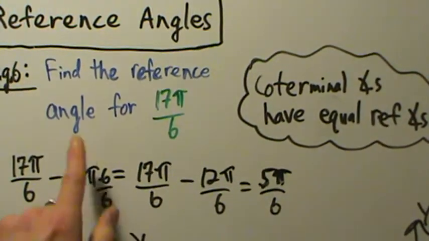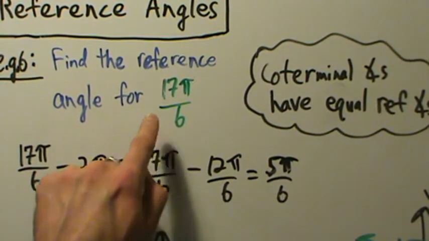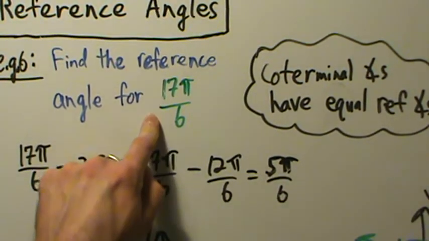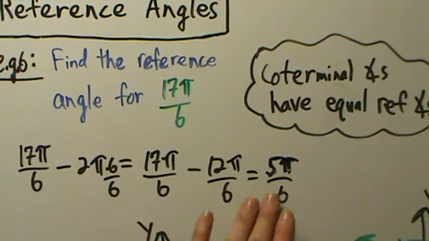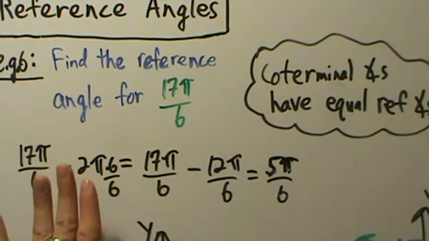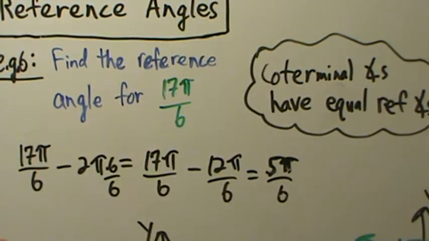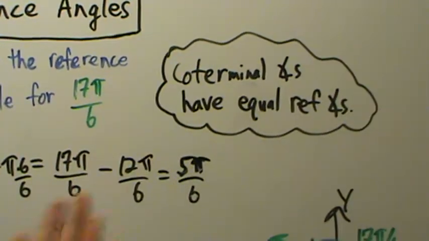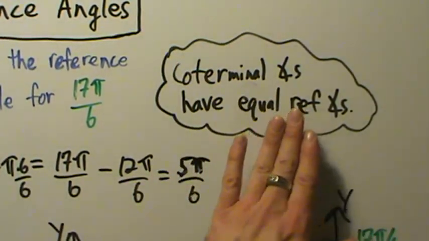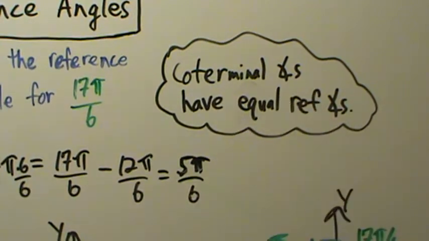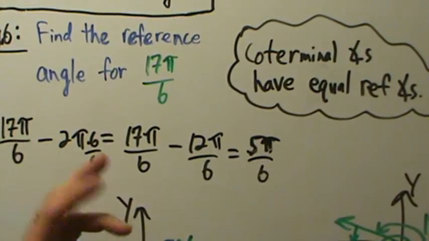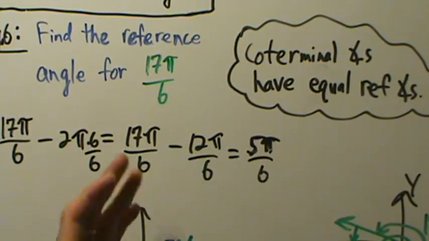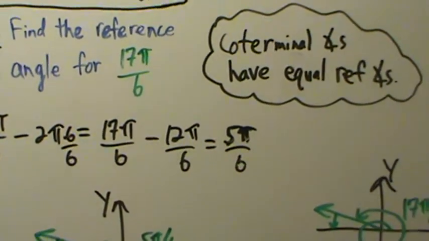In this example, the angle that we started with is not between 0 and 2 pi, so what we had to do first was find the coterminal angle between 0 and 2 pi. Find the angle between 0 and 2 pi that's coterminal with your given angle. That's what we want to do first, and the reason is coterminal angles have equal reference angles, because reference angles are defined in terms of the terminal side, and coterminal angles by definition have the same terminal side, therefore they have to have the same reference angles.